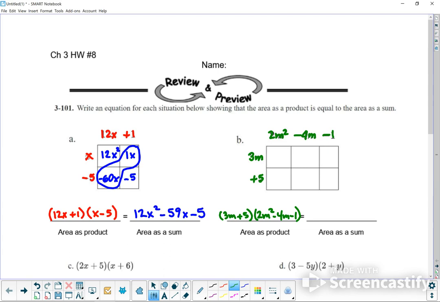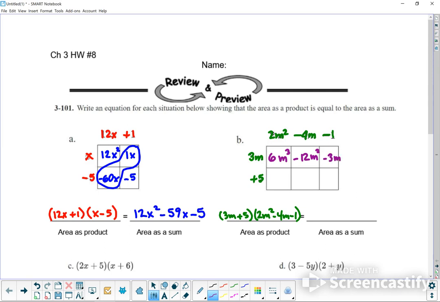Okay, now the area as a sum, you have to figure out what's on the inside of the area model. So 3m and 2m squared: 3 times 2 is 6, and there's going to be m to the third because there's m to the second times m to the first. 3m and negative 4m: 3 times negative 4 is negative 12, and then m times m is m squared. 3m and negative 1 is a negative 3m.